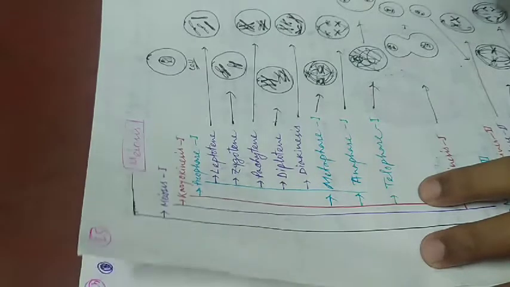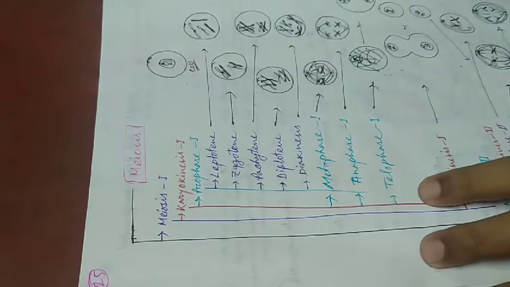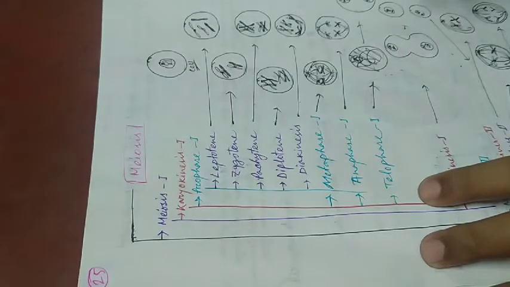It occurs in our reproductive cells, which means it occurs in the gamete mother cell at the time of gamete formation. Sometimes it also occurs in the spore mother cell at the time of spore formation.